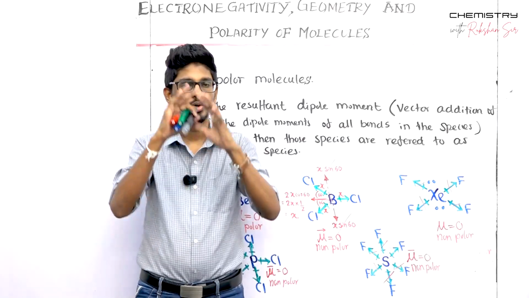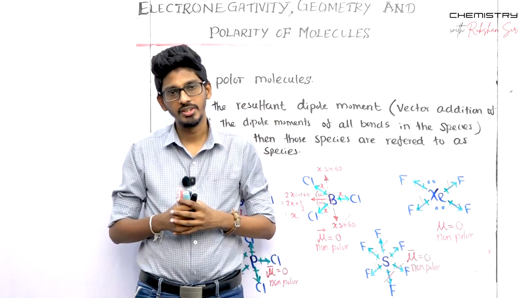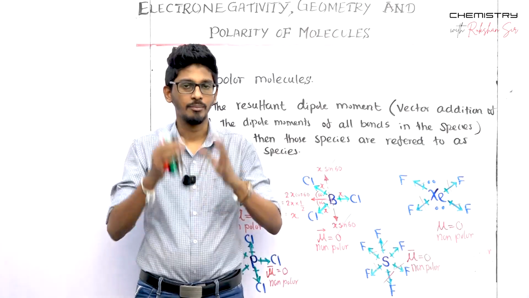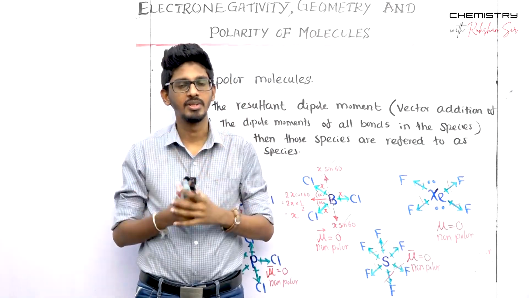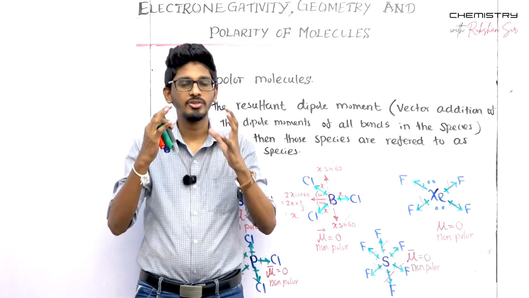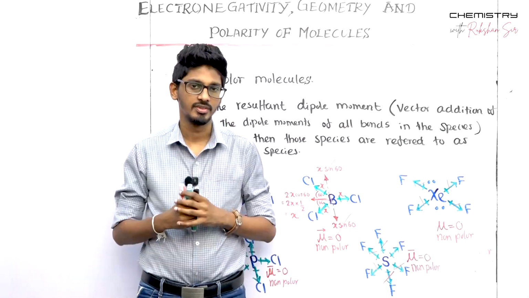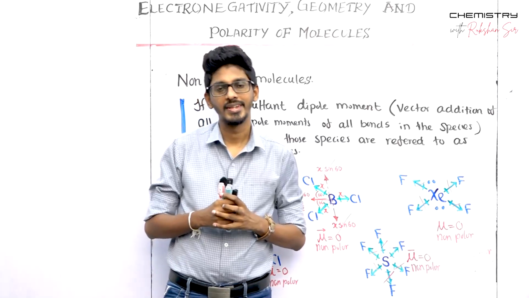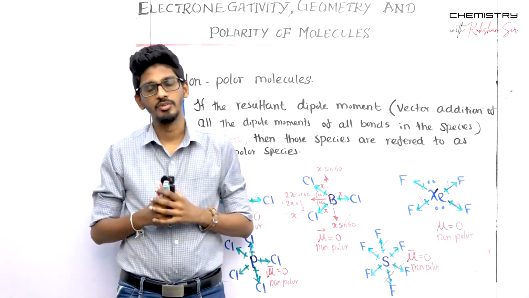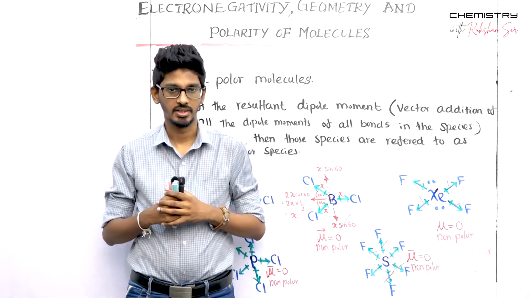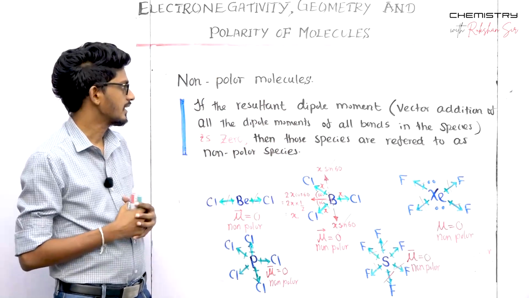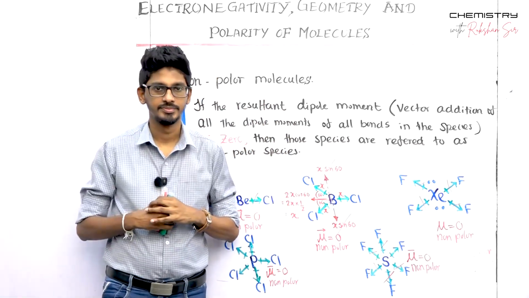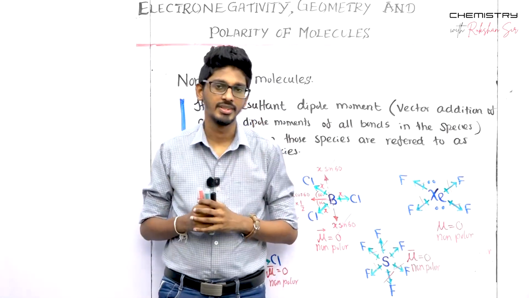That means your electron cloud is symmetrically distributed. So non-polar means your electron cloud is symmetrically distributed, so they can be referred to as symmetric molecules, symmetric species. So all the non-polar molecules can be referred to as symmetric molecules as well. Got the idea? Right. That is all about the non-polar molecules.